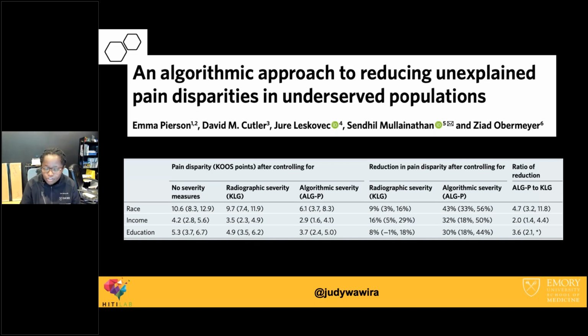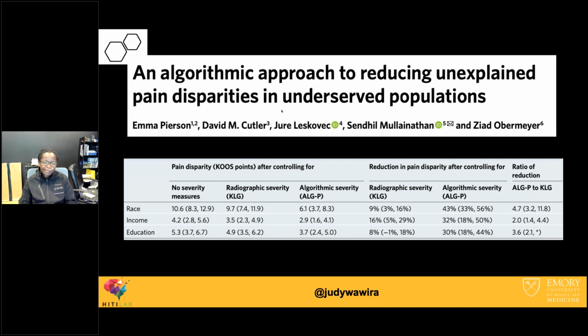The score that is used here is called the Kellgren-Lawrence grading system, KLG. This KLG was actually evaluated on a white European population. And when you apply it and see its performance across races, we noticed that it performs very poorly for Black and Hispanic people, and people with low education and income. So what this team did is that they came up with an algorithmic severity score, and they did one thing better, which is to say, what if we listen to the patients?